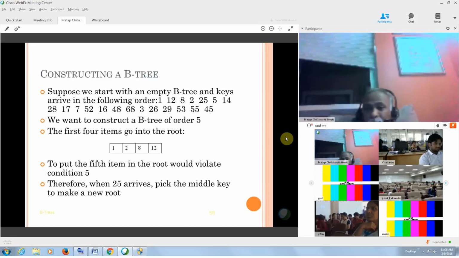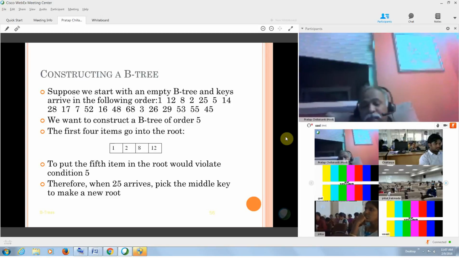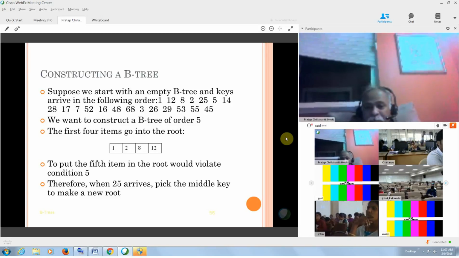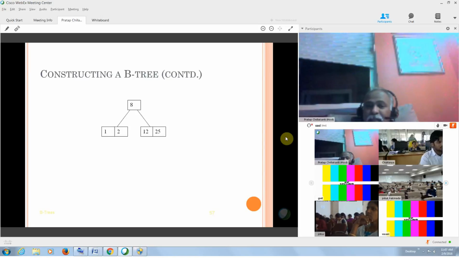Okay. Now, so when you do that, how do you make a new root? You pick the middle key. So when you put 1, 2, 8, 12 and 25 in order, what is the middle key? Put it in the chat. Middle key is 8. Okay? So you take 8 there. Now you start building the tree. Anything less than 8 goes to the left, anything greater than 8 goes to the right.